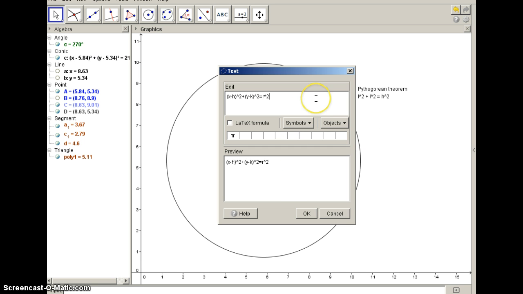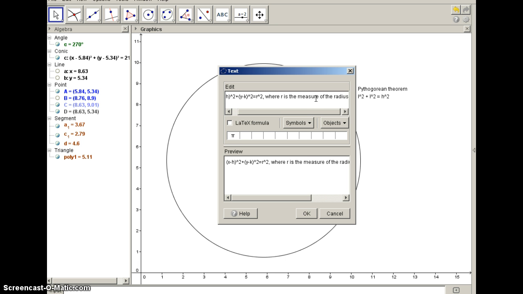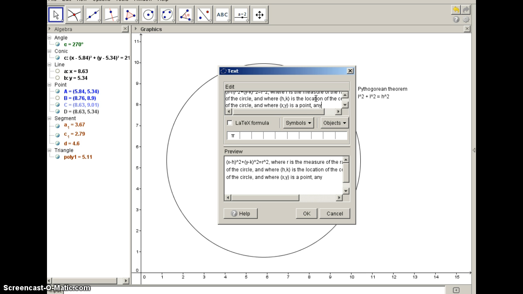So this is where we'll use this, where r is the measure of the radius of the circle, and where h comma k is the location of the center of the circle, and where x, y is a point, any point on the circle.